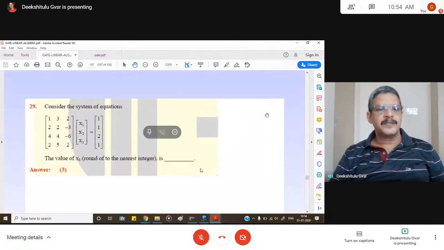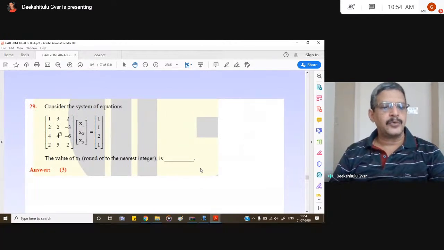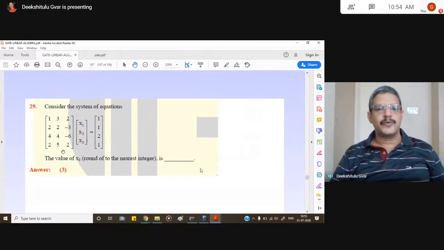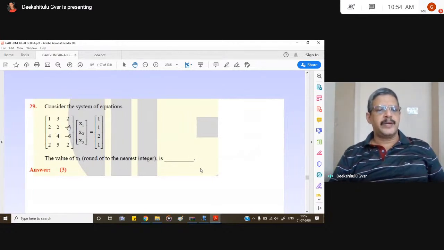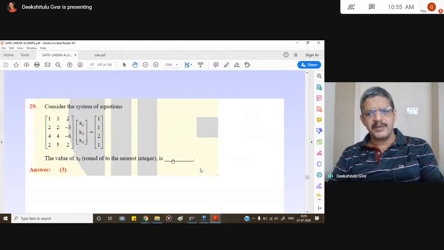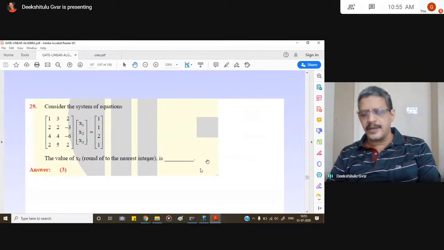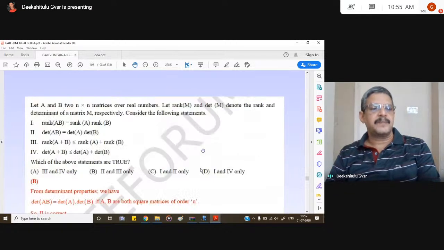So the next one is, consider the system of equations 1, 3, 2, 2, 2 minus 3, or 4, 4 minus 6, 2, 5 and 2. For the value of x3, you have to eliminate some of the rows here. The second row and third row, see 2, 2 minus 3, 4, 4 minus 6. So multiply the second row by 2, you get the same thing. So this third row can be neglected. When you neglect the third row and solve the system, you get x3. Yes, I am giving you hints so that you can do the problems and get the practice. If I solve the problems, you won't get the practice.